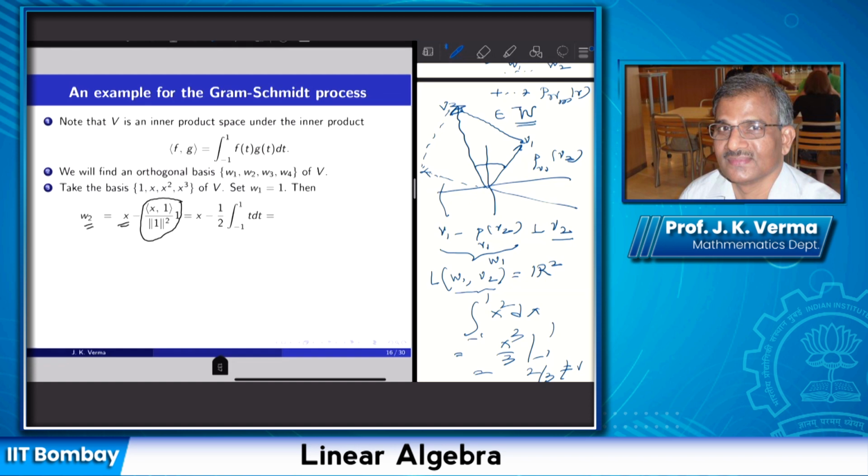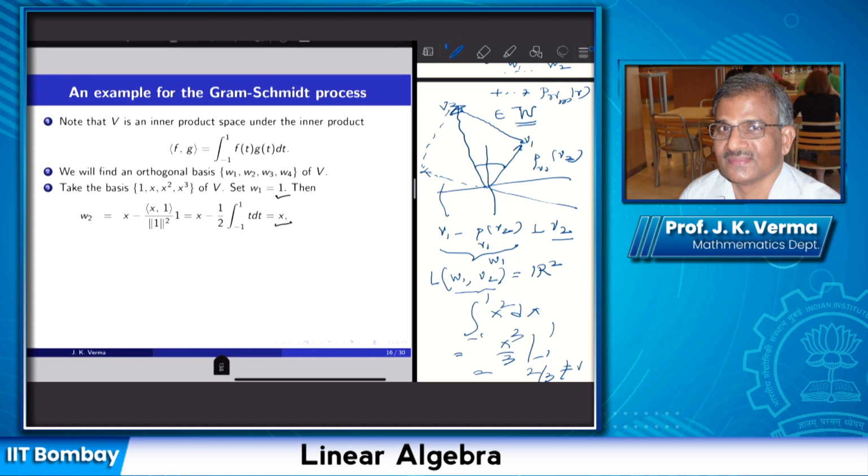So simply substitute the definition of inner product of x with 1. It is the integral from minus 1 to 1 of x times 1, which becomes t, and this is equal to just x. So because we knew that 1 and x are mutually perpendicular, the second vector is automatically, it has come out as x itself.